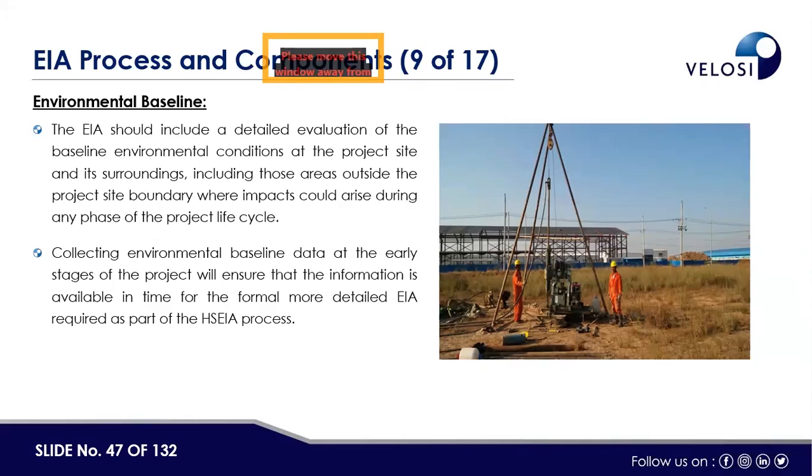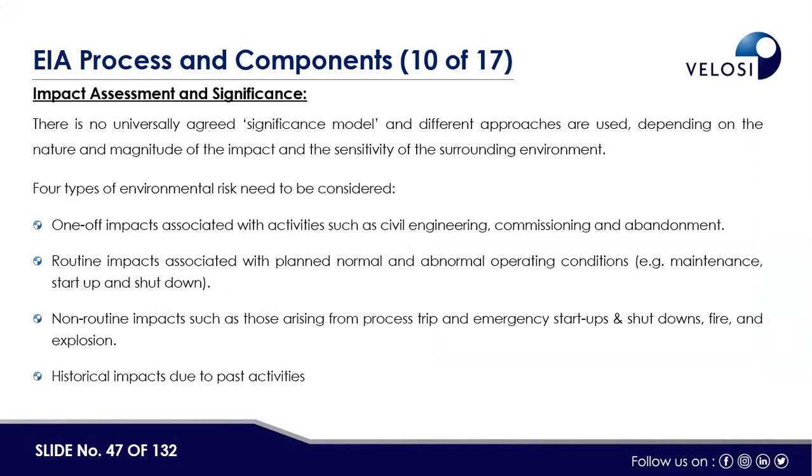Basically, in the baseline condition, what we normally have to assess is the ambient air quality, noise level monitoring, the condition of the soil, the condition of the groundwater, and the socio-economic condition. These are the main baseline conditions that we have to assess and mention with respect to the project. Collecting the environmental baseline data at the early stages of the project will ensure that the information is available in time for the formal, more detailed EIA required as part of the HSEIA process.